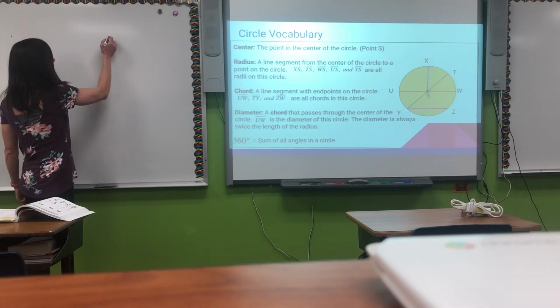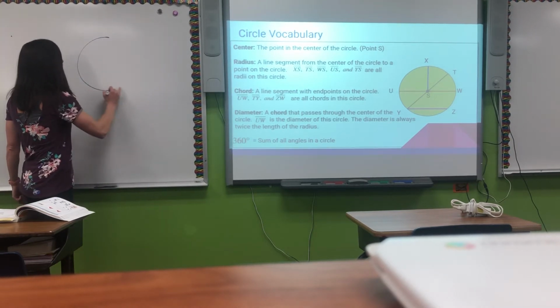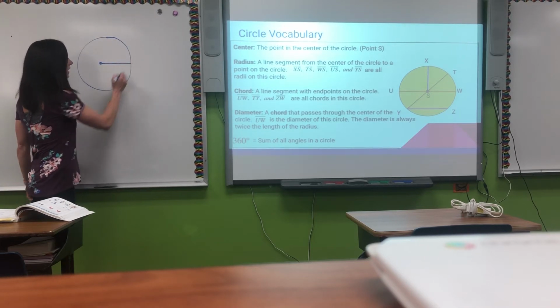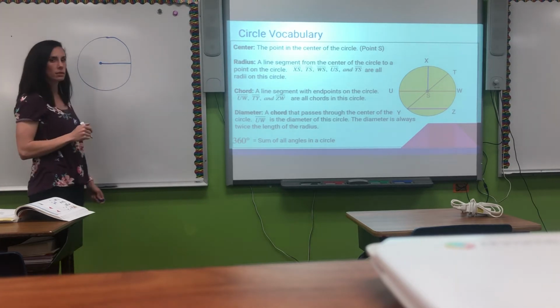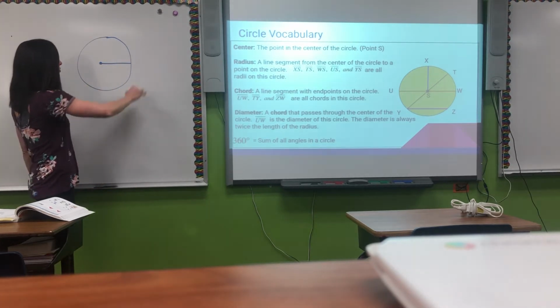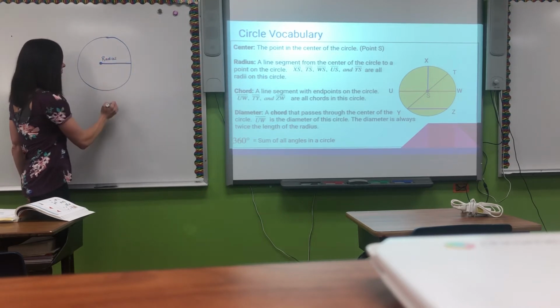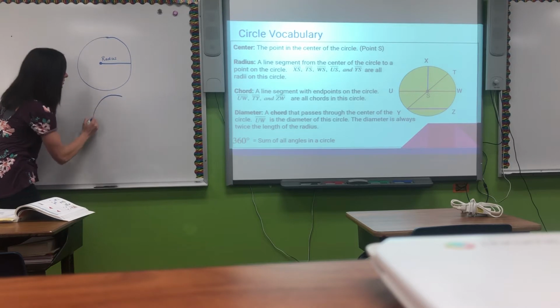So I know it's really hard when there's a bunch of lines. So if we have our circle, right, again, a radius is center to the outside. This would be a radius. Okay, so if you want to draw individual circles and label it, maybe that would help you. Radius. Okay, then you could draw another one.